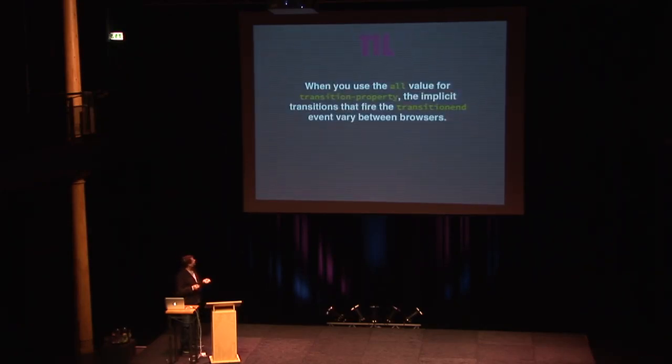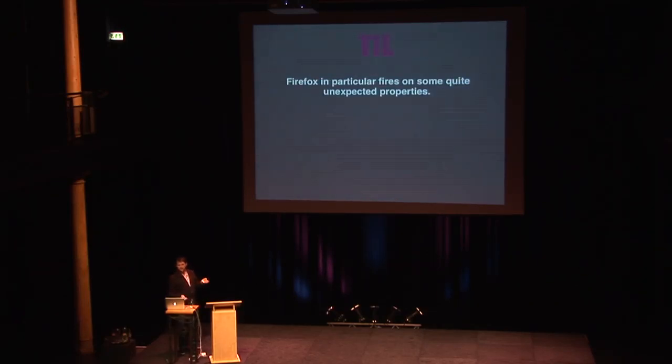When you use the all value for transition property, the implicit transitions that fire the transition end event vary between browsers. Remember I said if you animate some things, other things get transitioned as well because they're dependent on that. There's some quite strange behavior, especially, again, from Firefox, which fires some, I guess, logical but unexpected properties.